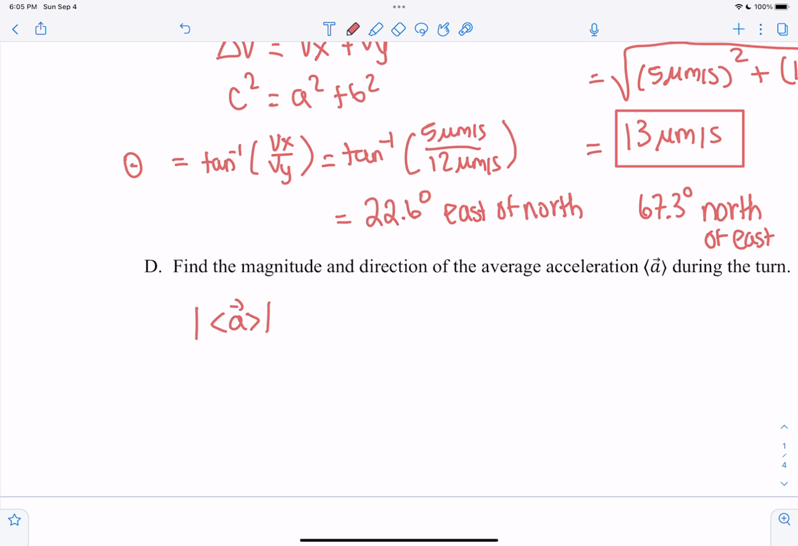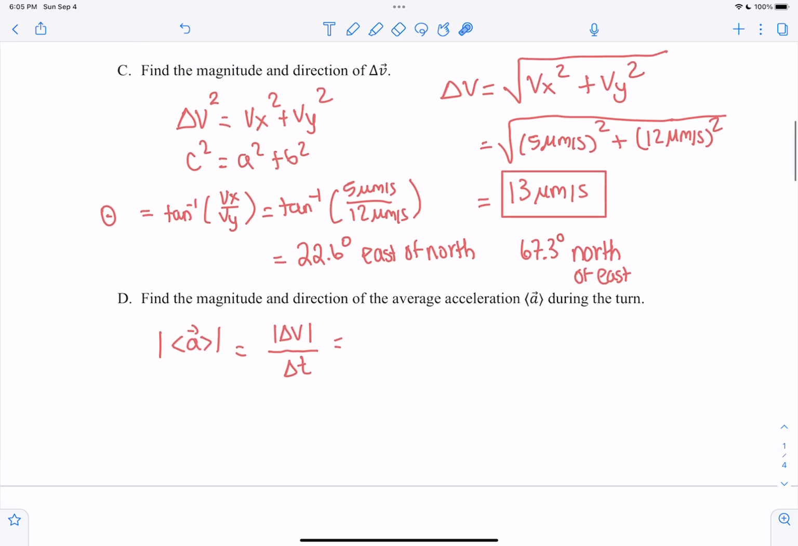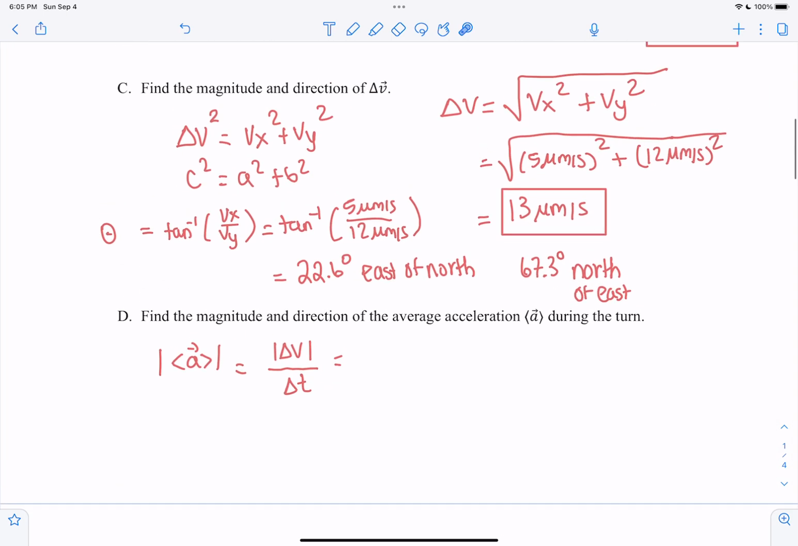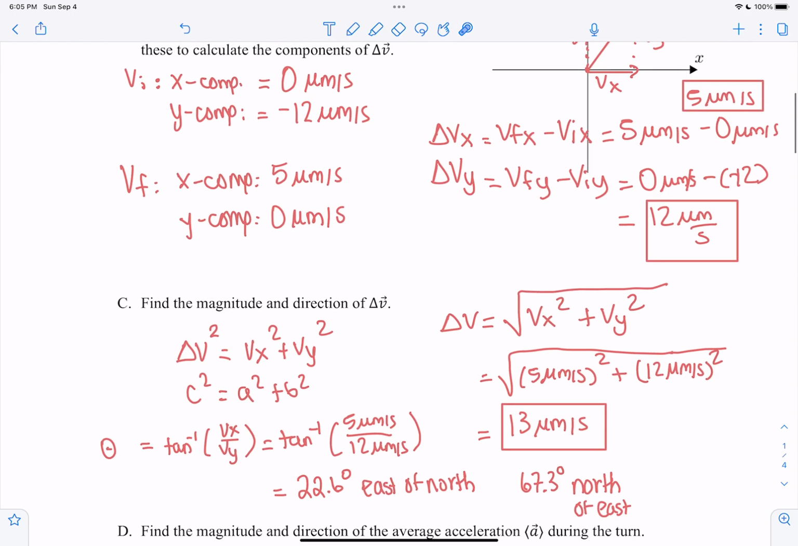So we want the magnitude, and then the direction, we'll add that with the direction that we got from part C, which was the 22.6 degrees east of north, or the 67.3 degrees north of east. So we know that average acceleration is equal to the absolute value of delta V, because we don't want any indication of direction, we just want the magnitude, over delta T, right?